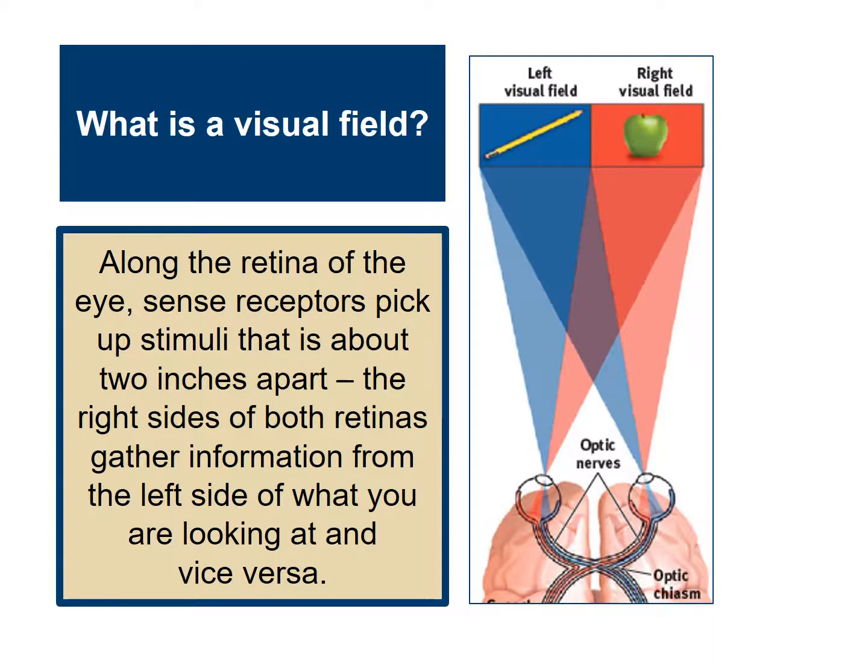So, visual fields. Along the retina of the eye, sense receptors pick up stimuli that are about 2 inches apart. The right sides of both retinas gather information from the left side of what you are looking at, and vice versa. So it's the whole opposite: if you see something on the left, the right part of your brain is picking it up.